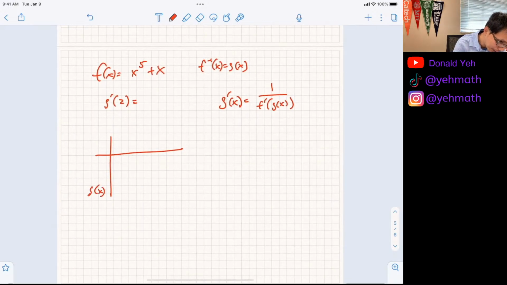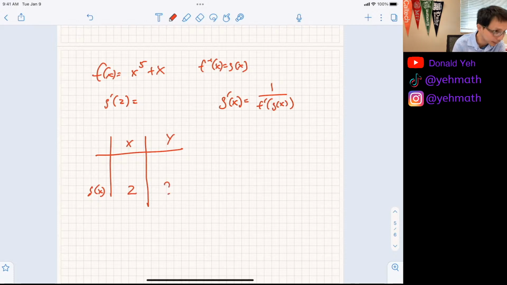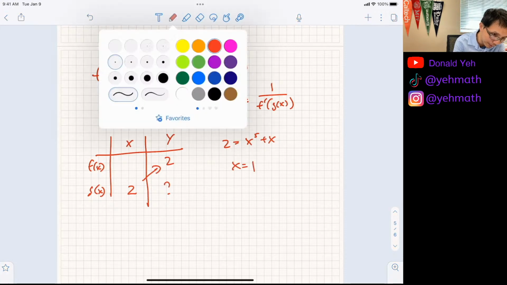So g of x, this is the x, right? This is a y, right? So that means this is 2. This is a question mark. And this is 2. This is f of x, right? So 2 is equal to f of x, which is a y value, of x to the fifth plus x. Now in this case, there's no way for you to solve except just randomly check. Well, you can check either 0, 1, or -1, or 2, or -2, but only one makes sense. So x has to be equal to 1, so therefore this one has to equal 1.